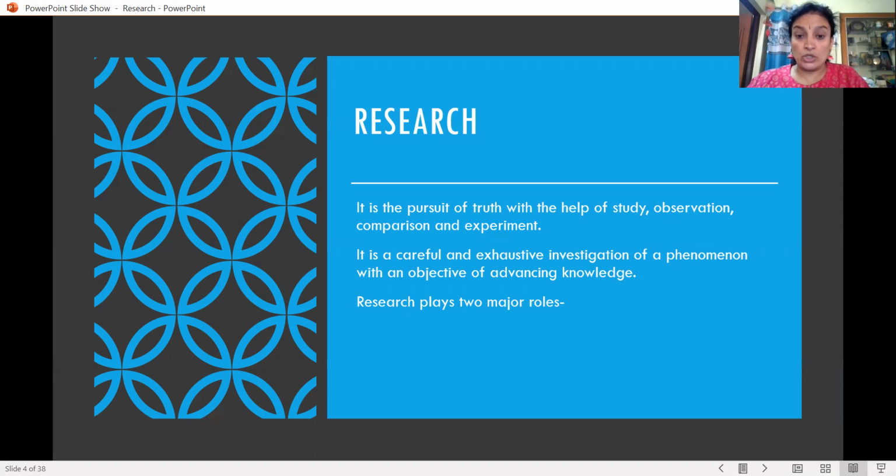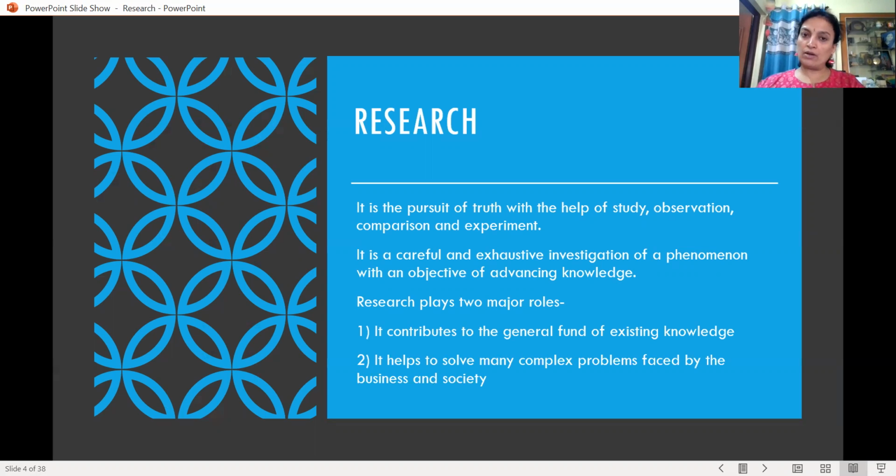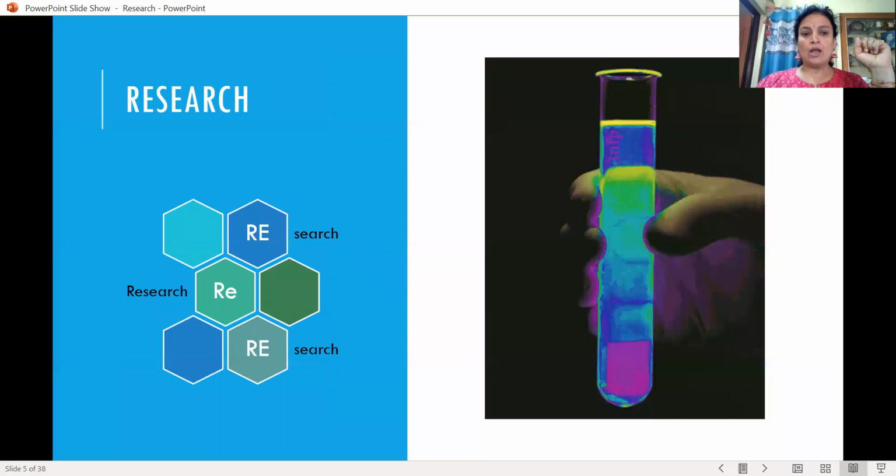Research plays two major roles. One is that it contributes to the general fund of existing knowledge, and another is that it helps to solve many complex problems faced by the business or society. Now let us understand some more aspects about research, the characteristics, for example, what it is, how it is.